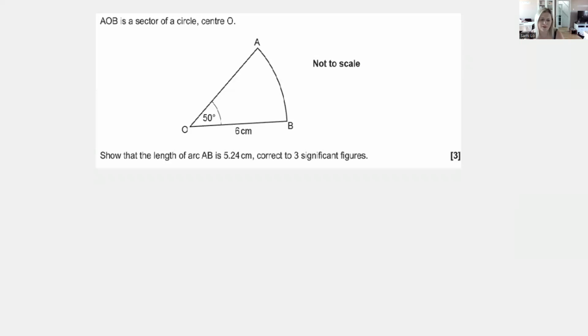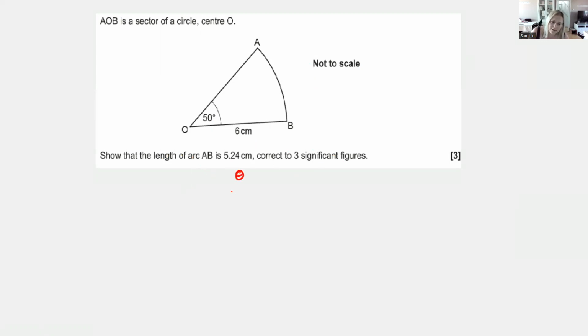It says, show that the length of arc AB is 5.24 centimeters to 3 significant figures. One of these questions, because it's saying show, I would show all your workings. It's given us the answer already, so it's not wanting us to work out the answer. So I'd write down what formulas you're using and just make sure you've covered all your bases.